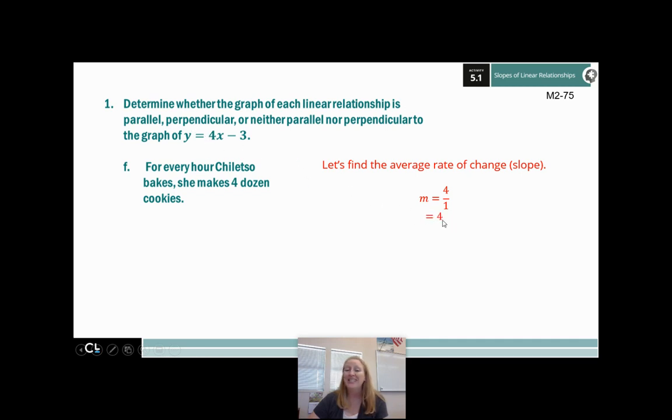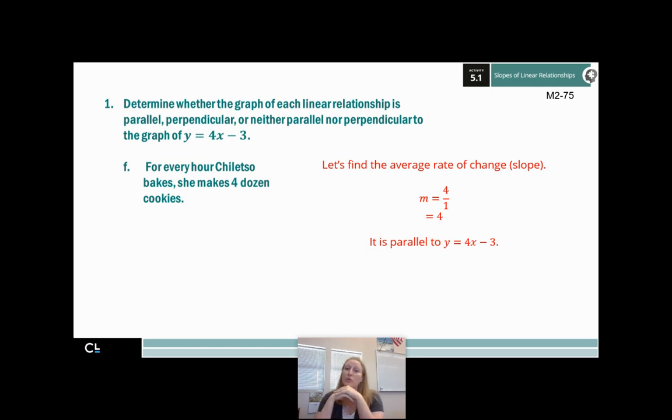Look, it matches exactly. So what does that tell us? If it's a perfect match, it's parallel. So if we were to graph this scenario and graph this line, they would totally be parallel to each other. Hooray! So again, the idea is if your slopes are the same, they're parallel.